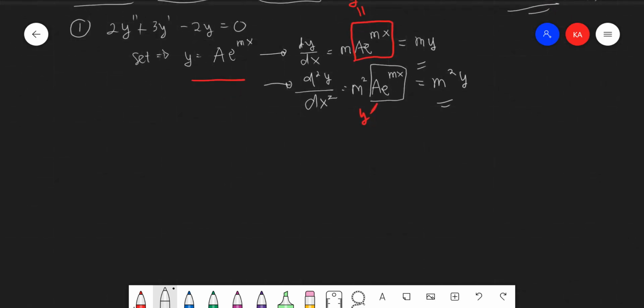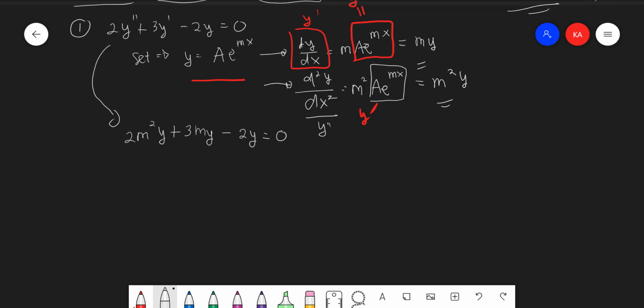So we can write this equation as 2m squared y, because here 2y double prime is m squared y, so the coefficient is 2, plus this one, which is y prime, with coefficient 3, so 3m y, minus 2y is equal to 0.